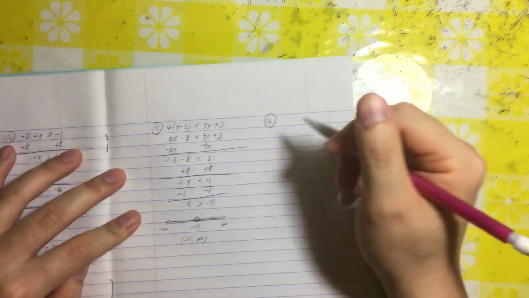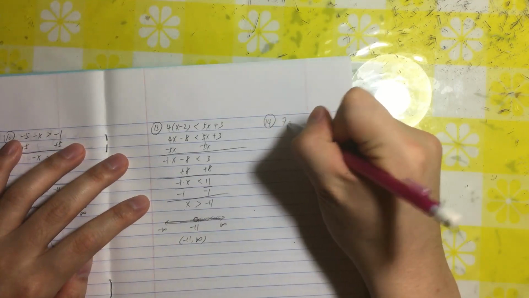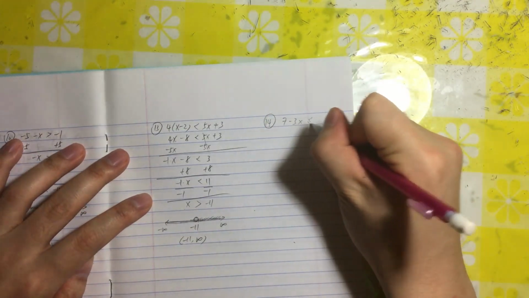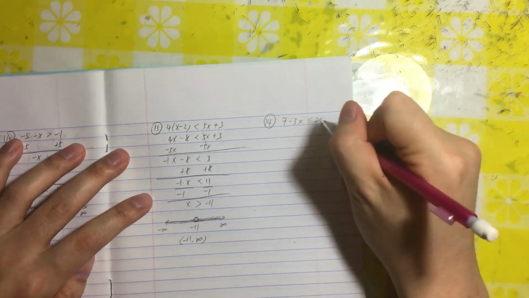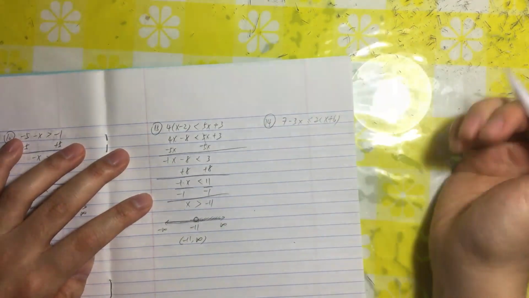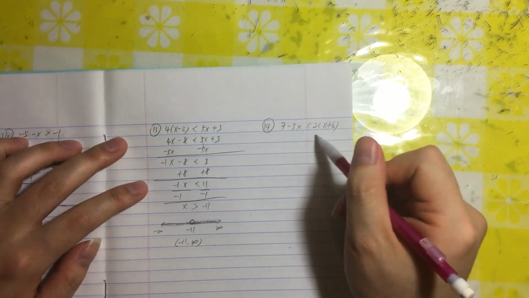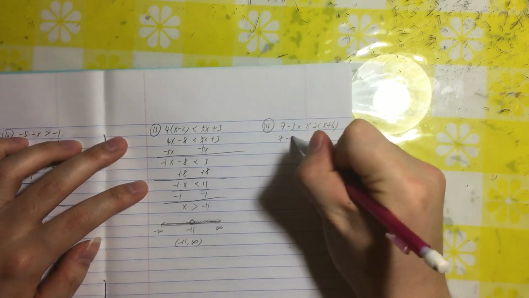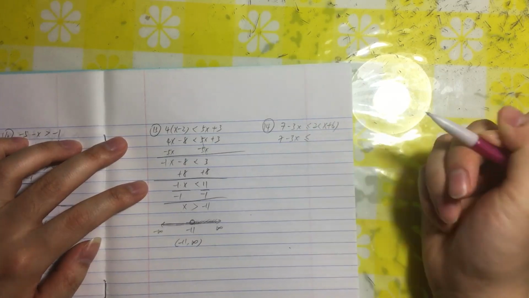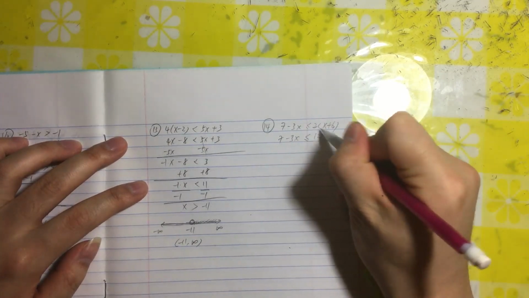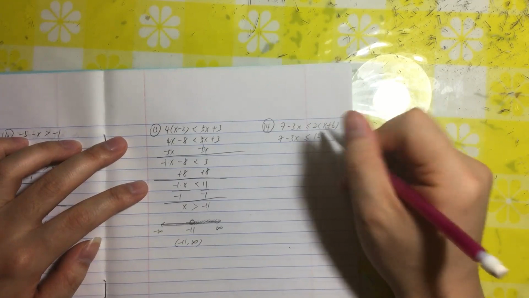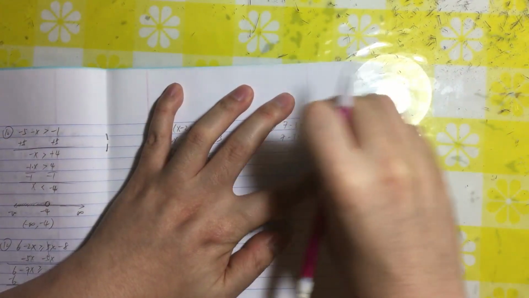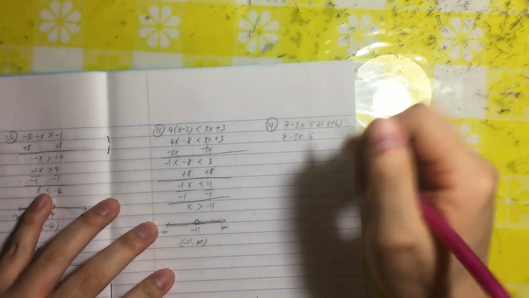Next, 7 minus 3x is less than or equal to 2 times x plus 6. If there are parentheses, let's distribute first. Distribute 2 first. I get 7 minus 3x is less than or equal to 2x plus 12.